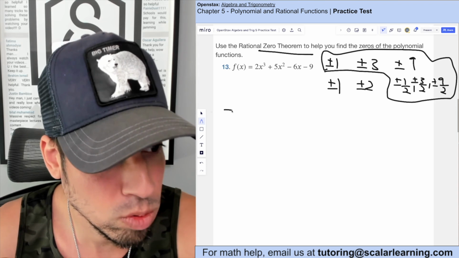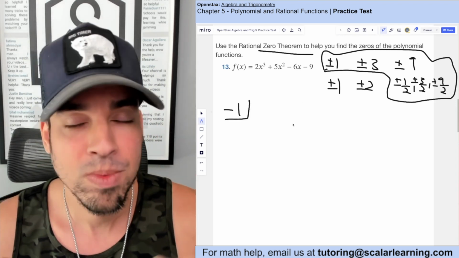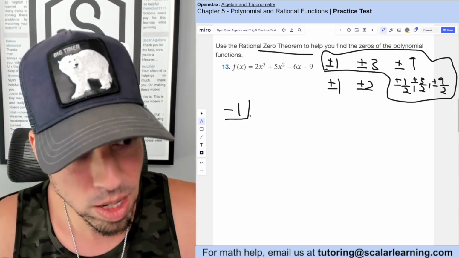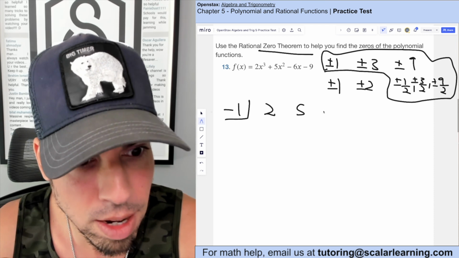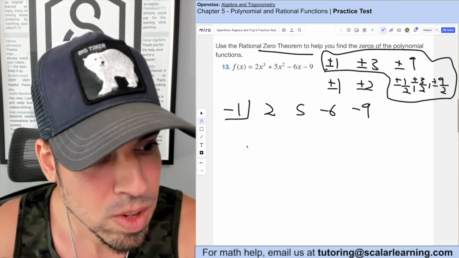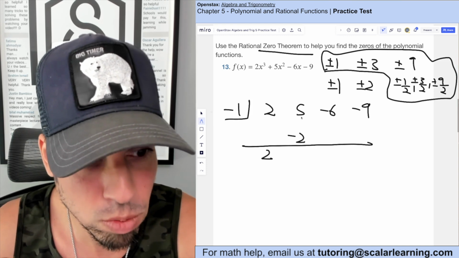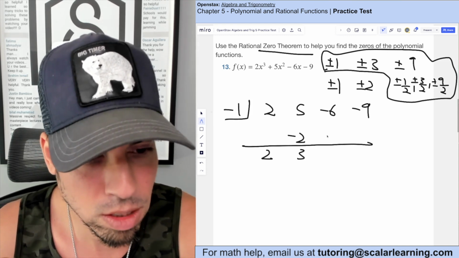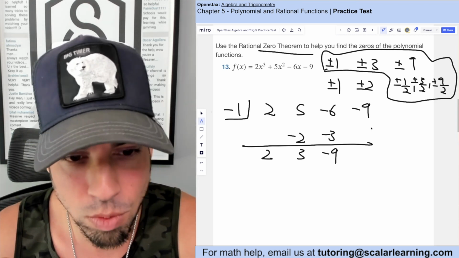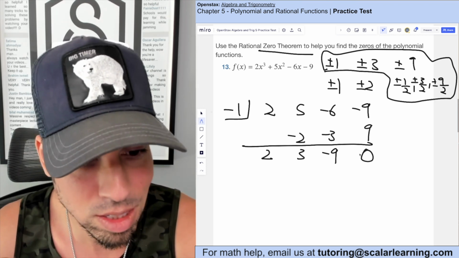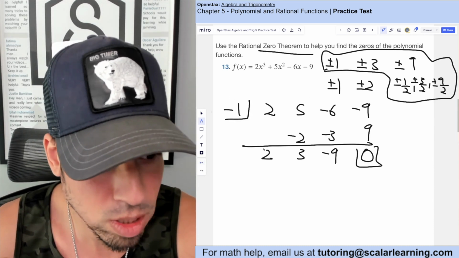Now we're going to go ahead to -1. Hint, hint, I do know that -1 works, but we're going to skip the ones that just show that it's incorrect. So plug in -1, we got the synthetic set up with the coefficients 2, 5, -6, and -9. And then we run synthetic, so we drop down the 2. 2 times -1 is -2, plus 5 is 3. 3 times -1 is -3, plus -6 is -9. -9 times -1 is +9, plus -9 is 0. And now we know we've done it correctly. That means indeed -1 is a 0.